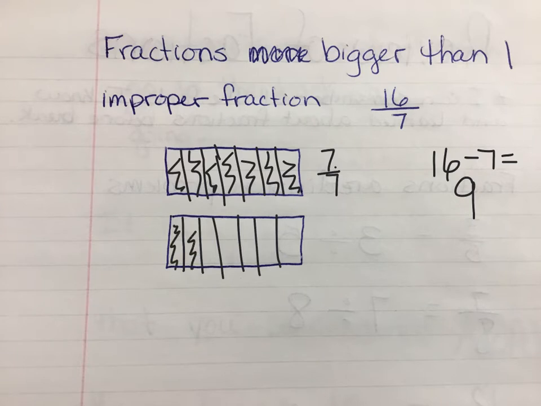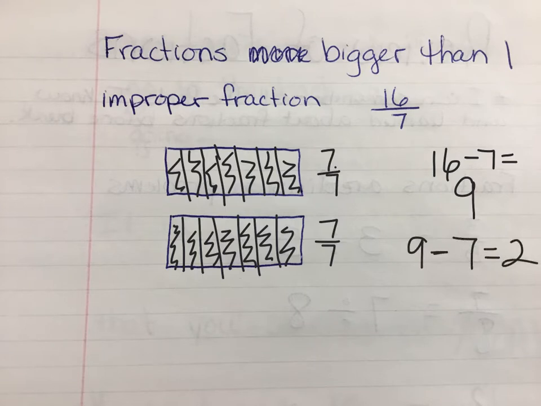1/7, 2/7, 3, 4, 5, 6. Okay, I used 7 more. Oh, okay. Well, I needed to get 9/7. I used 7 of them. I still have more. So I had 1 whole, I have 2 whole, but I still have 2/7 left over. I need to draw another whole.